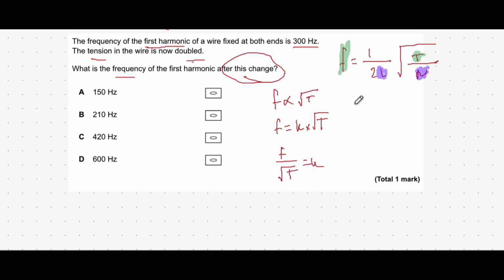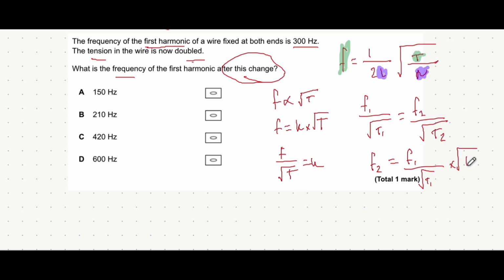We can now form our own expression. We can say that the initial frequency divided by the square root of the initial tension that it had is equal to the frequency afterwards divided by the square root of the tension that it had afterwards. Our goal is to find the frequency of the first harmonic after the change, which is essentially F2. So let's rearrange to make this the subject. We can multiply both sides by the square root of T2, and we get that F2 is equal to F1 over the square root of T1 multiplied by the square root of T2.